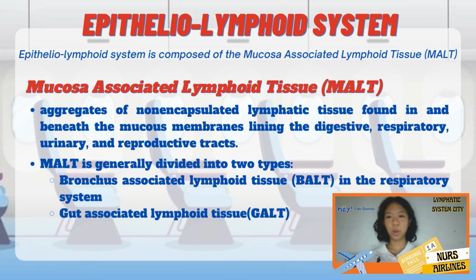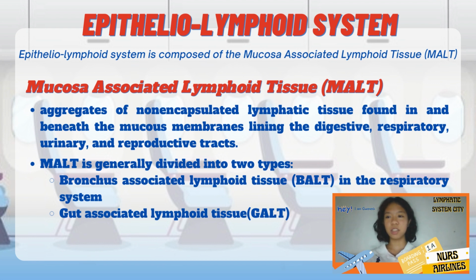Welcome, passengers, we are now at the epithelial lymphoid system town. When you hear epithelial lymphoid system, remember that it is comprised of mucosa-associated lymphoid tissue or MALT. The MALT is the aggregate of non-encapsulated lymphatic tissue, which is not enclosed. It is found in and beneath the mucous membranes lining the digestive, respiratory, urinary, and reproductive tracts.